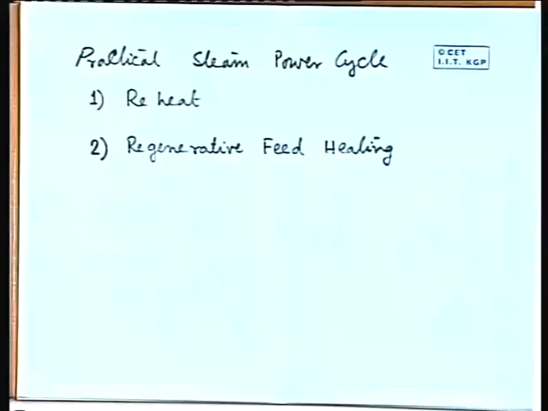Two modifications are extensively used in steam power cycle. One is reheat and the second one is regenerative feed heating. Actually, a combination of reheat and regenerative feed heating is used in a practical steam power cycle. Reheat will increase the work output for the same amount of steam flow rate, and regenerative feed heating will increase the efficiency, though there is some decrease in the work output. So, that is what is regarding our steam power cycle.